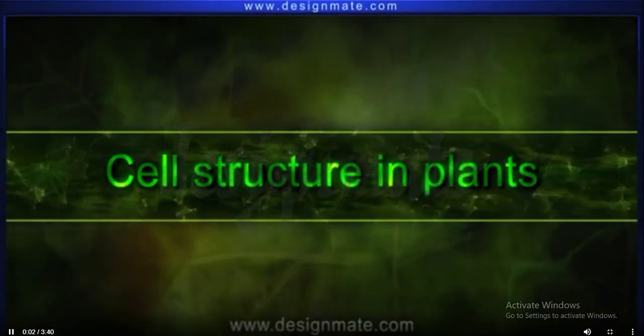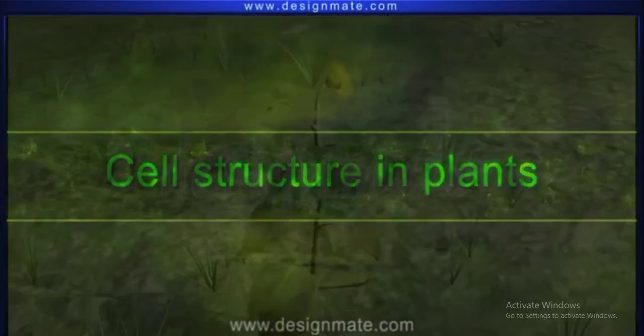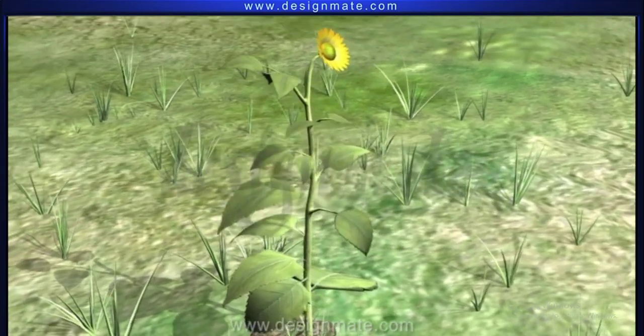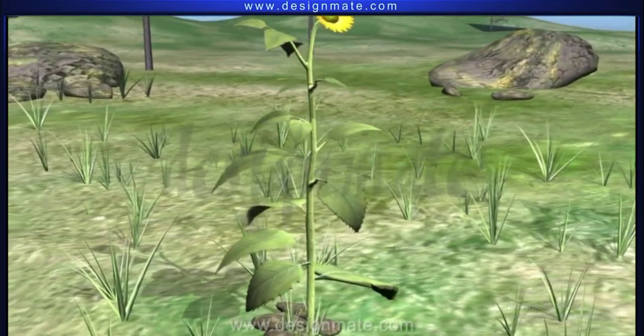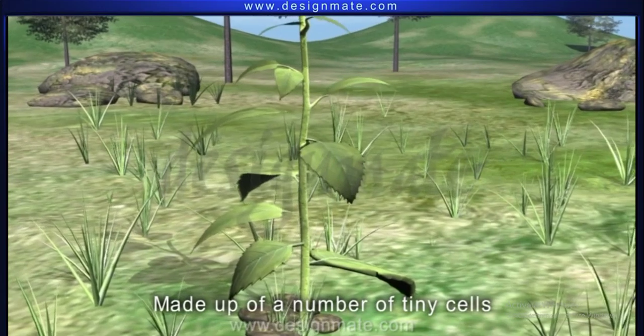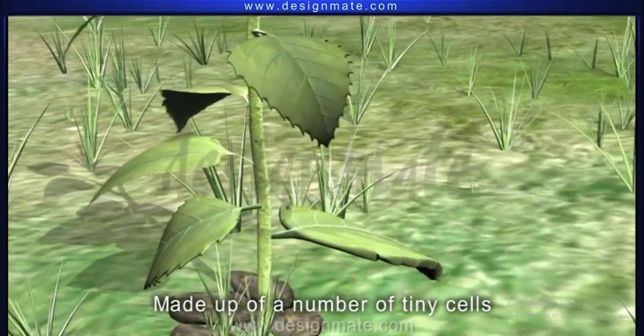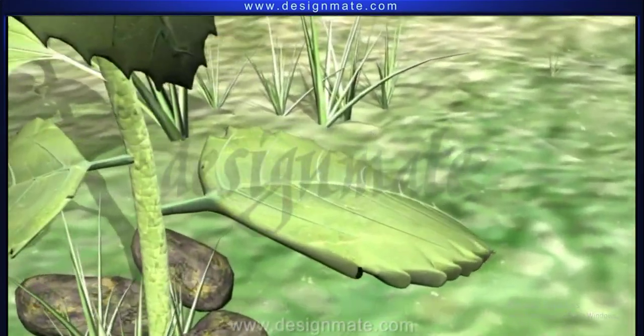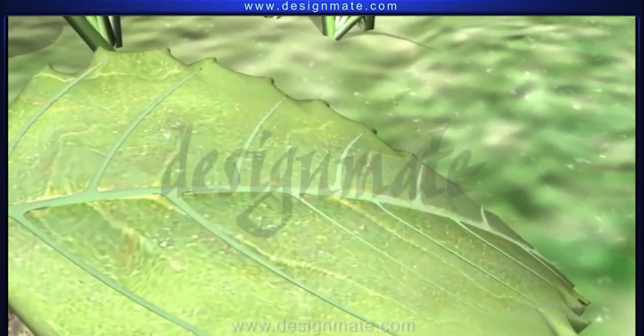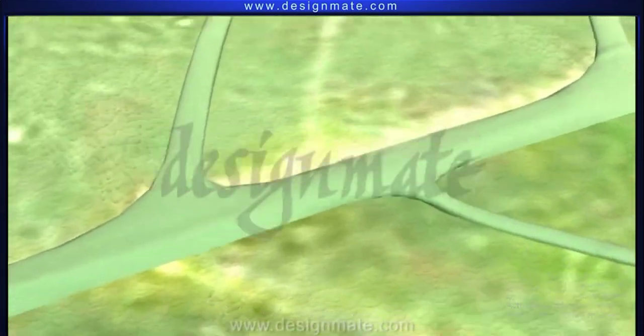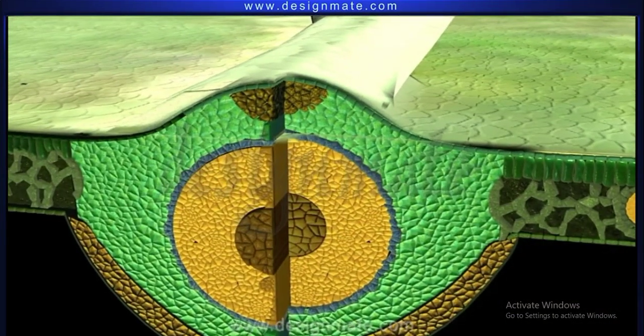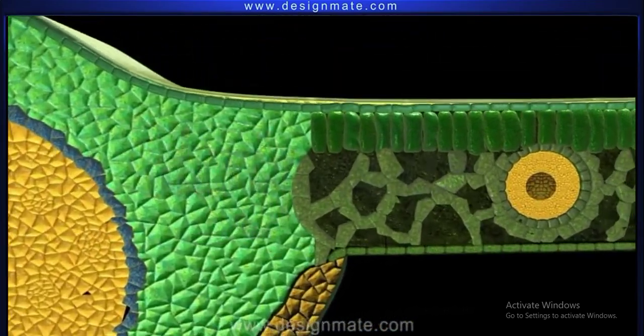Cell structure in plants. All the parts of a plant are composed of a number of tiny cells which are not visible to the naked eye. To study the structure of a plant cell, let us take a section of a dicot leaf and observe it carefully.